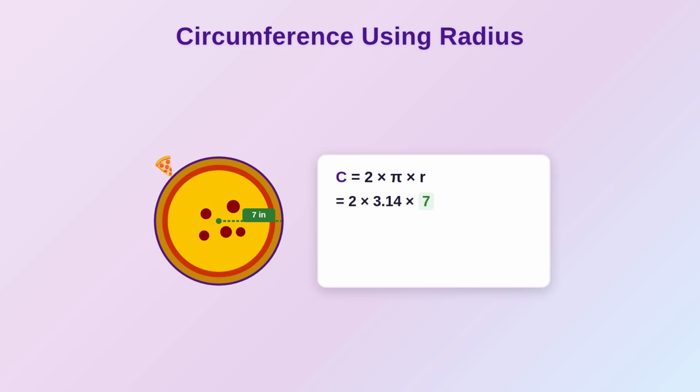Now let's try using the radius. Maya's pizza has a radius of 7 inches. Can we find the circumference? We use c equals 2 times pi times r. Plug in 7 for r. c equals 2 times 3.14 times 7.